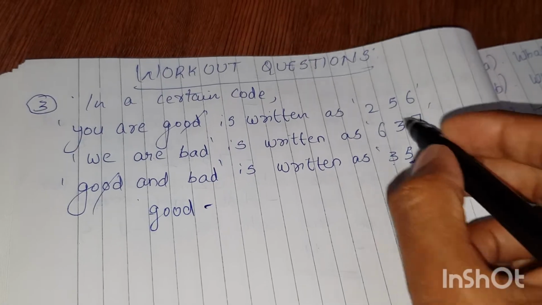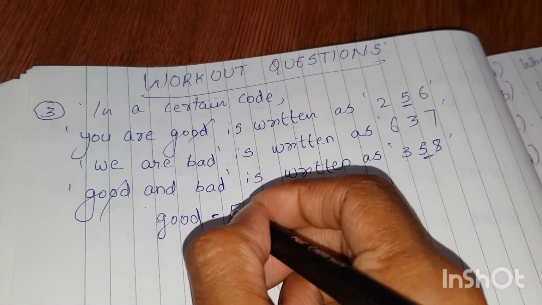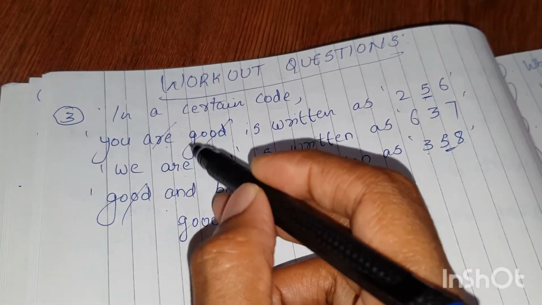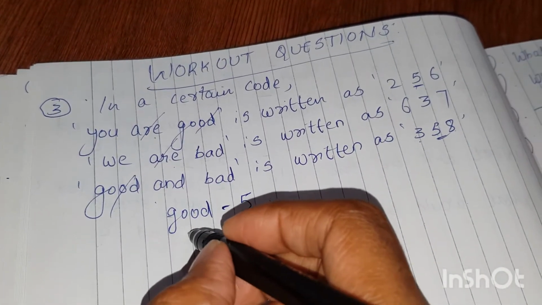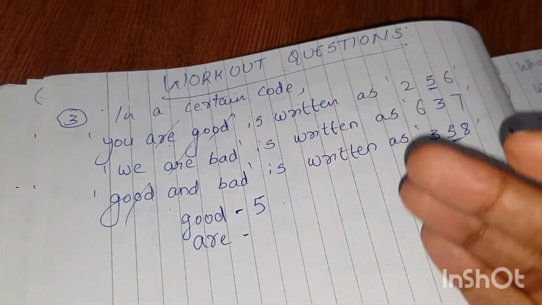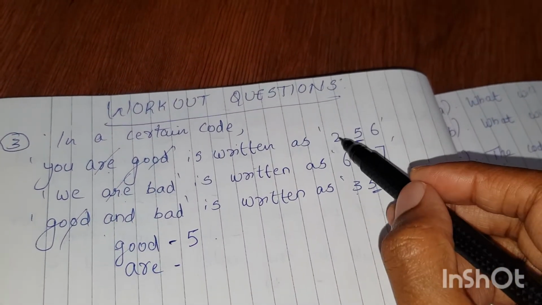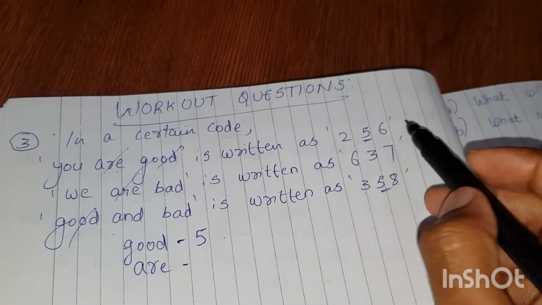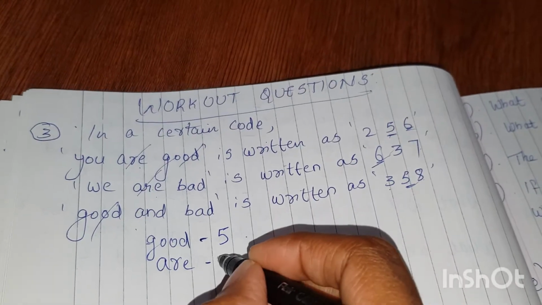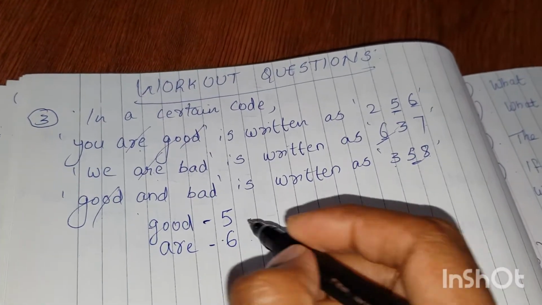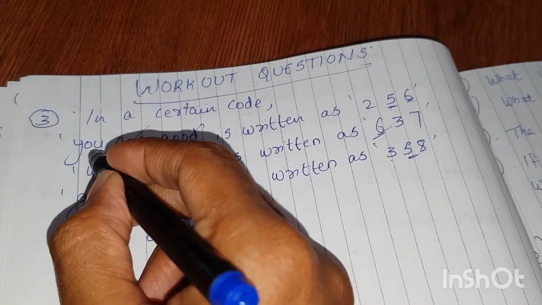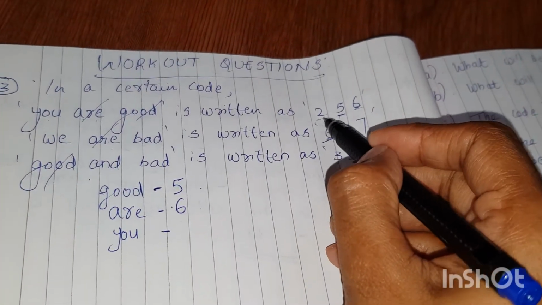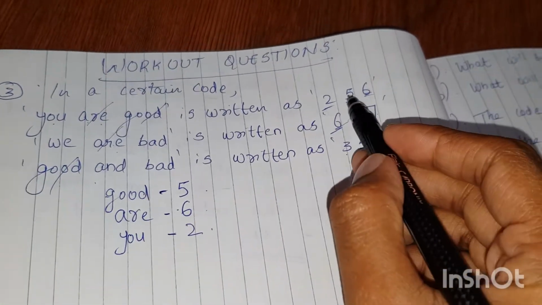So the code for good is 256358. 5 is common, so definitely the code for good is 5. Okay. Now R is written in the first line and in the second line, so we can find the digit for R from the first and the second line. 2, 5 we have already taken, so 2 and 6, 6, 3, 7. So 6 is common, that means the code for R is 6. Now the remaining word in the first line is U, so the digit for U is 2. Only 2 is left in the first line.